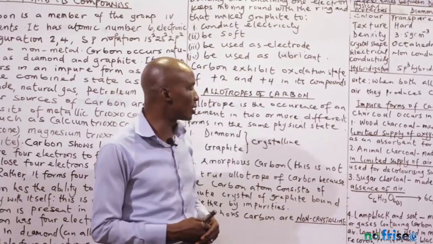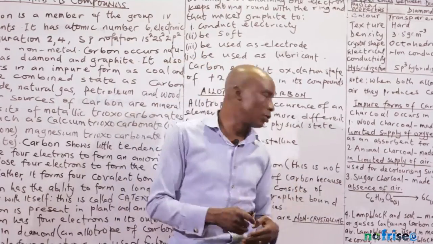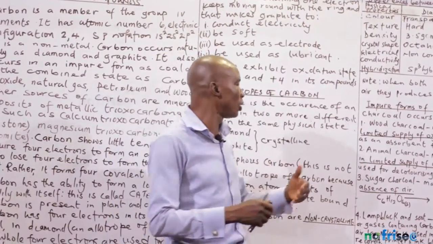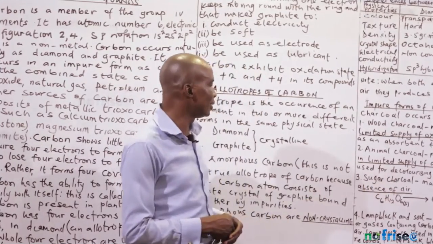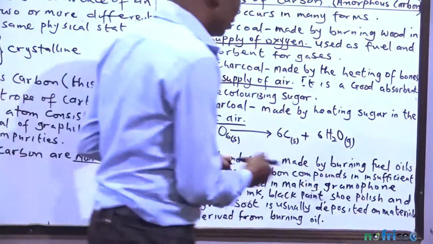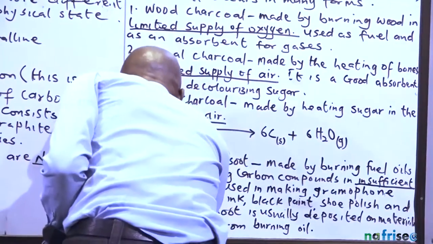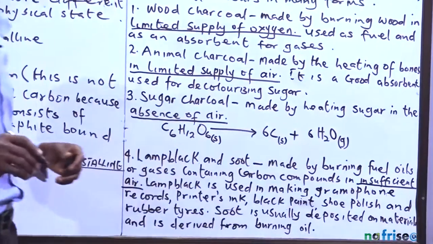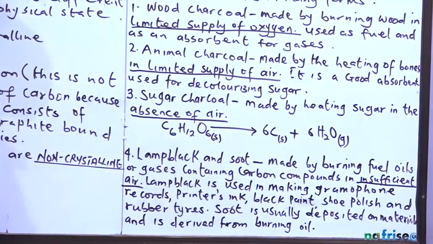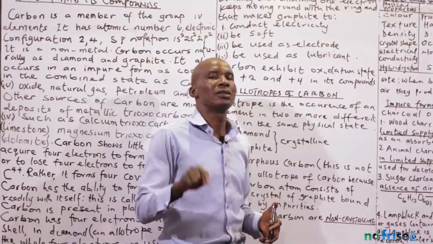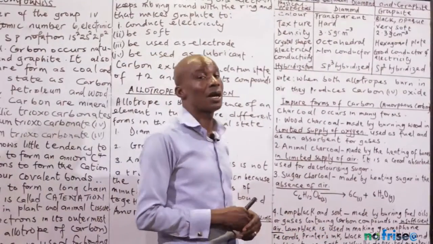Then the last one is lamp black and soot. When you allow oil to burn, burning of oil, fuel oil, or gases containing carbon compounds in insufficient air, please, we should be careful with the language usage. Insufficient air. Anytime you burn fuel oil, or a carbon-containing compound in insufficient air, you are having lamp black and soot.